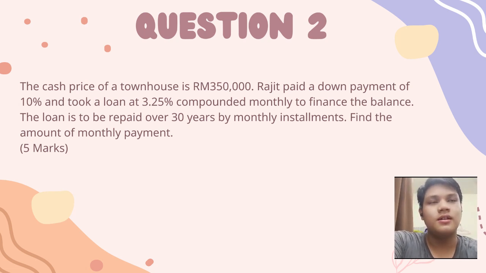The cash price of a townhouse is RM 350,000. Raji paid a down payment of 10% and took a loan at 3.25% compounded monthly to finance the balance. The loan is to be repaid over 30 years by monthly installments. Find the amount of monthly payments.